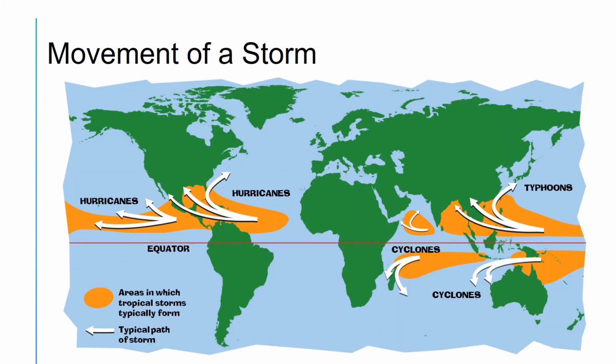So, movement of the storm. Yung mga kulay orange, yan yung areas in which tropical storms typically form. So, dyan malimit na mabuo ang mga bagyo. Yung mga arrows, white arrows, ay typical path of the storm. Di ba yan yung malimit na dinadaanan ng bagyo. Yung mga arrows na yan ay by season.